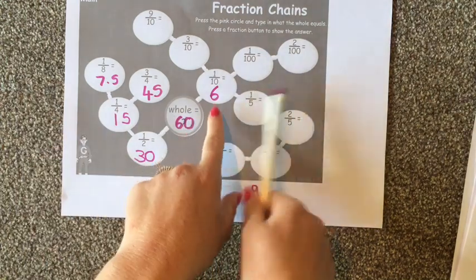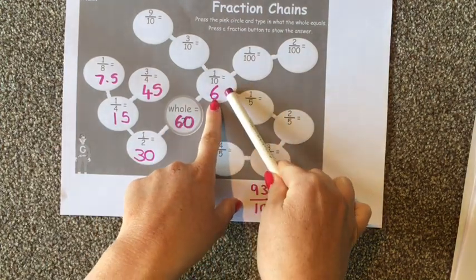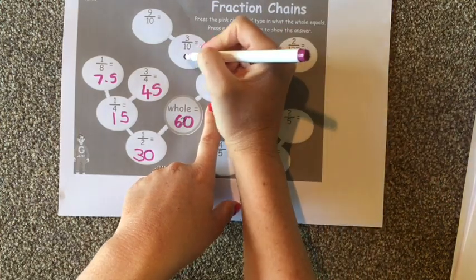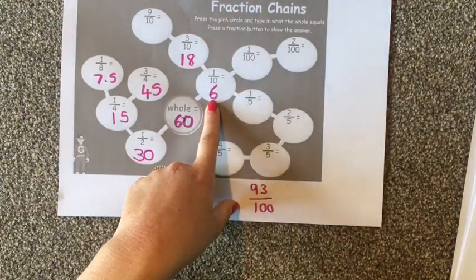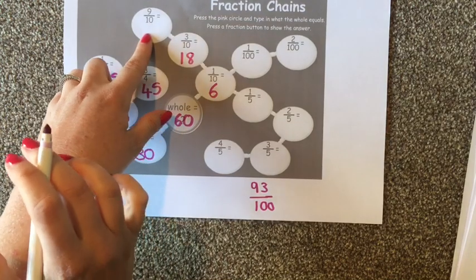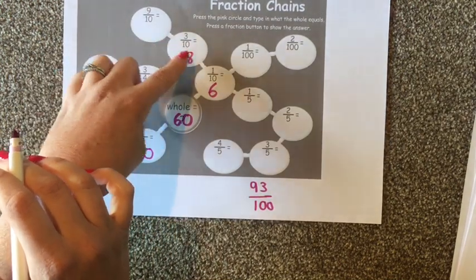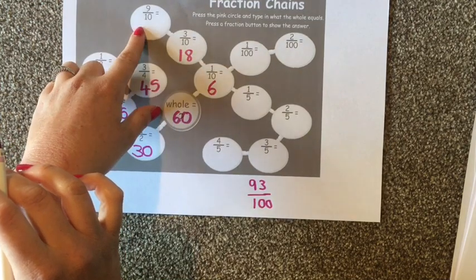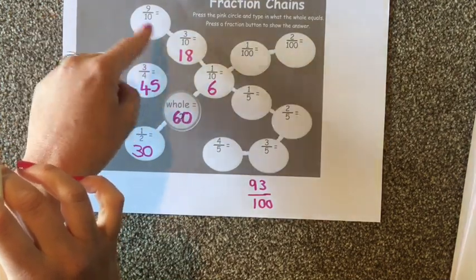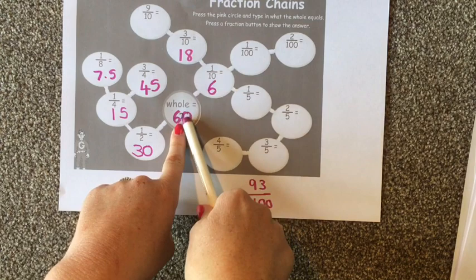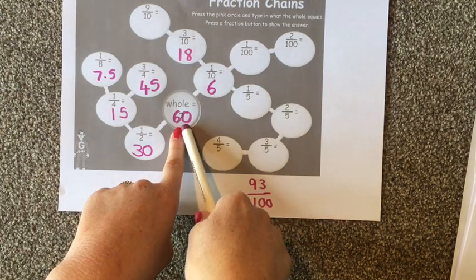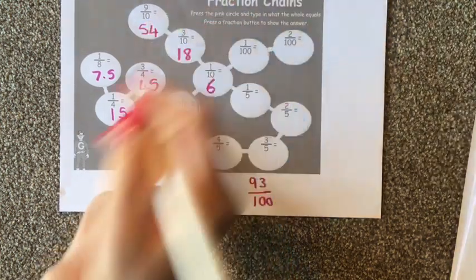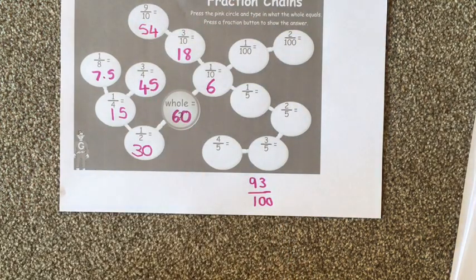Or I can work the other way. So I've already put my tenth in, I could then know that if 1/10 is 6, then 3/10 is 18, or 9/10. Now there's two ways I could do it. 9 is 3 times 3, so I could do 18 times 3. Or I could think to myself that if I take 1/10 away from the whole, so 6 away from 60, that would also give me the answer for 9/10. So 9/10 is now 54.